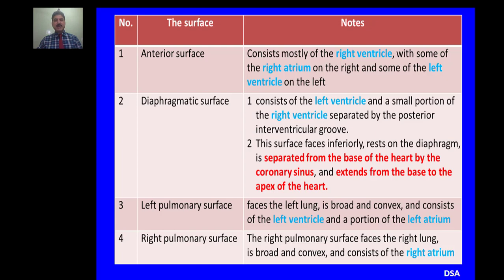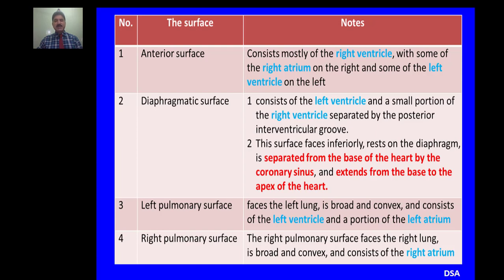The anterior surface of the heart consists mostly of the right ventricle, with some of the right atrium on the right and some of the left ventricle on the left. The diaphragmatic surface of the heart consists of the left ventricle and a small portion of the right ventricle, separated by the posterior interventricular groove. This surface faces inferiorly. It rests on the diaphragm and is separated from the base of the heart by the coronary sulcus and extends from the base to the apex of the heart.